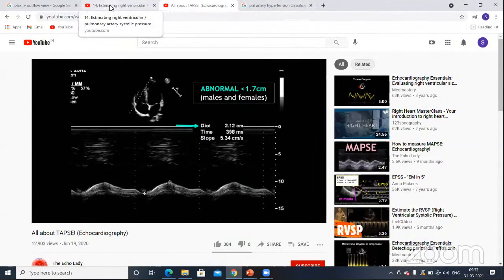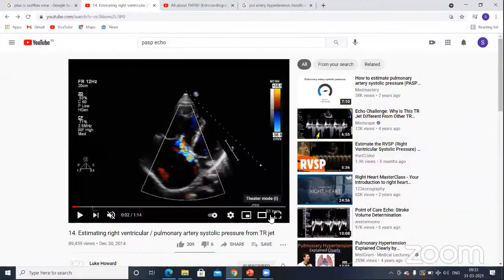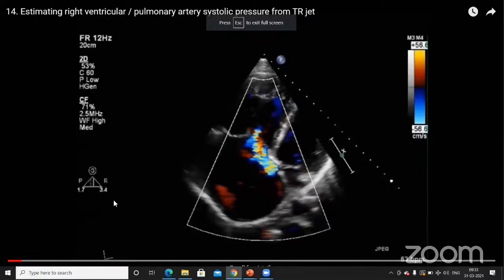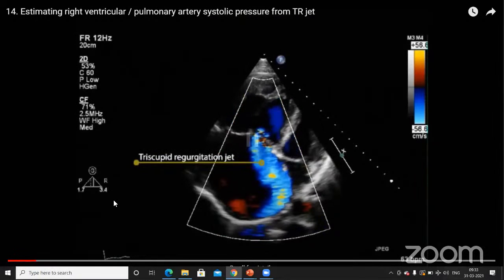Now, if you want to measure the RV diastolic function, you see this video. So what is this actually? It's a tricuspid regurgitation. Is it clear for everyone that this is the apical 4-chamber view of the heart? What you see, this thing is the RA, RV, and this is the tricuspid valve. And you see this jet, that blue color thing, right? That is the tricuspid regurgitation.